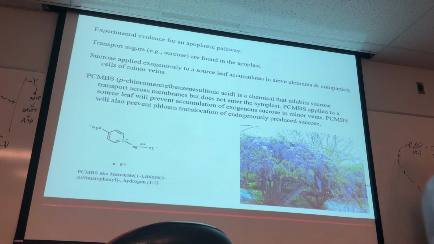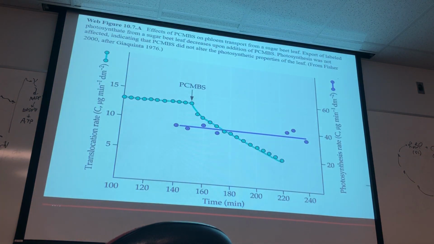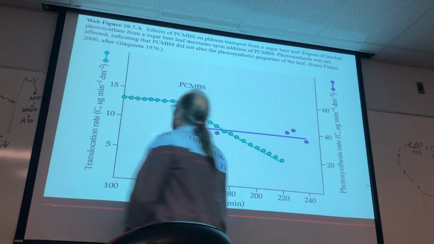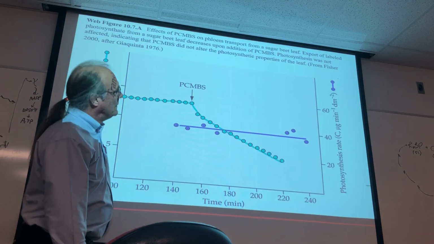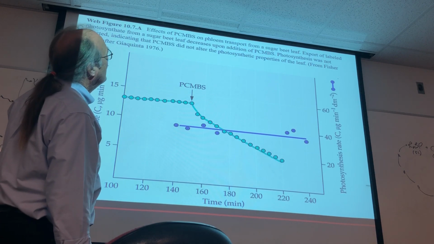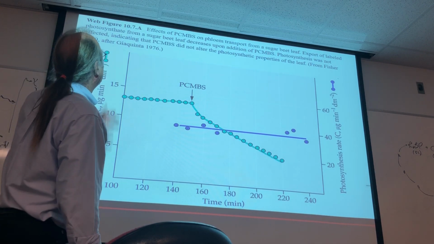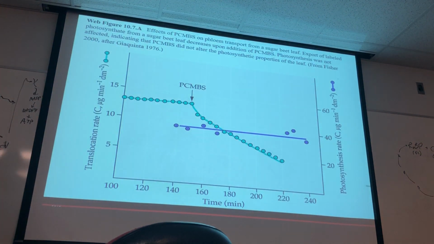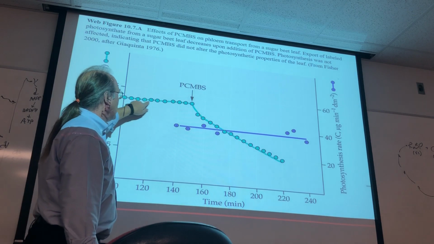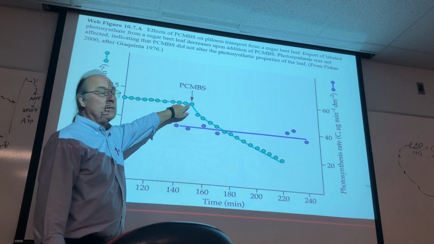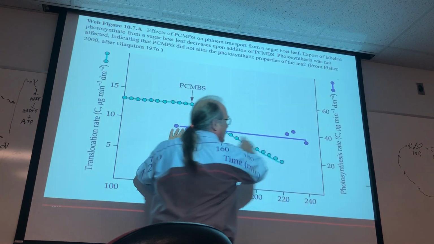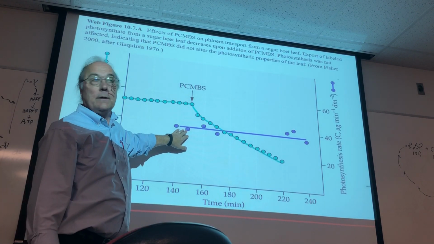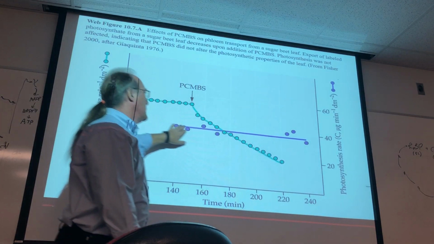So here are the results from an experiment showing this. The green dots are the translocation rate of labeled photosynthate from a sugar beet leaf. Okay, so C3 plant, sugar beet. So here's the translocation rate out of the leaf through the phloem, and the purple is the photosynthetic rate of that leaf that's doing the transporting.